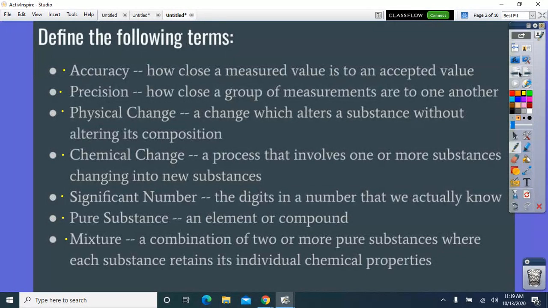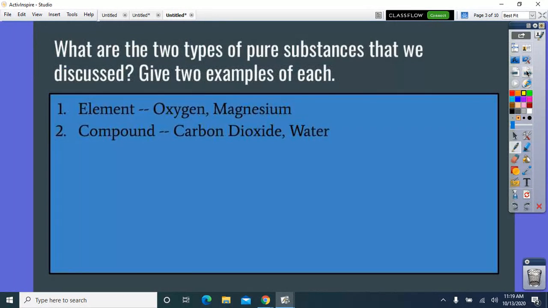All right, so the two types of pure substances that we discussed, element and compound. All right, so some examples of an element. That's anything you can look at on the periodic table, right? The two I gave were oxygen and magnesium. You could say hydrogen, carbon, any element. The other type of pure substance is a compound. The two examples I gave are carbon dioxide and water.